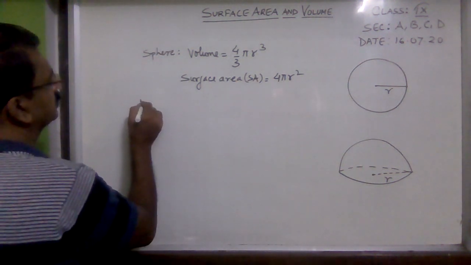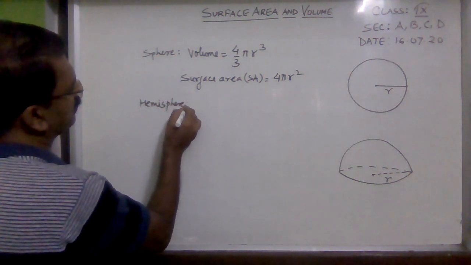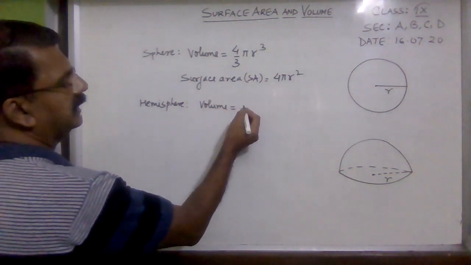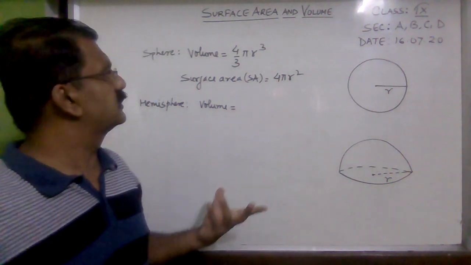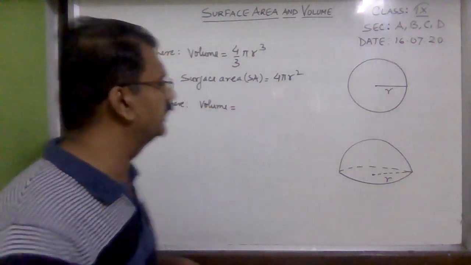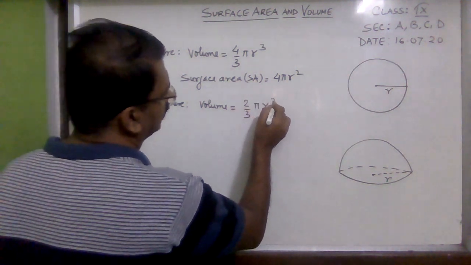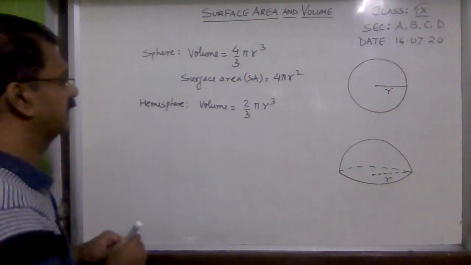Now, in case of a hemisphere, the volume will be half of the volume of the entire sphere, which is 4 by 3 pi r cube. Half of that will be 2 by 3 pi r cube. So the volume of a hemisphere is 2 by 3 pi r cube.